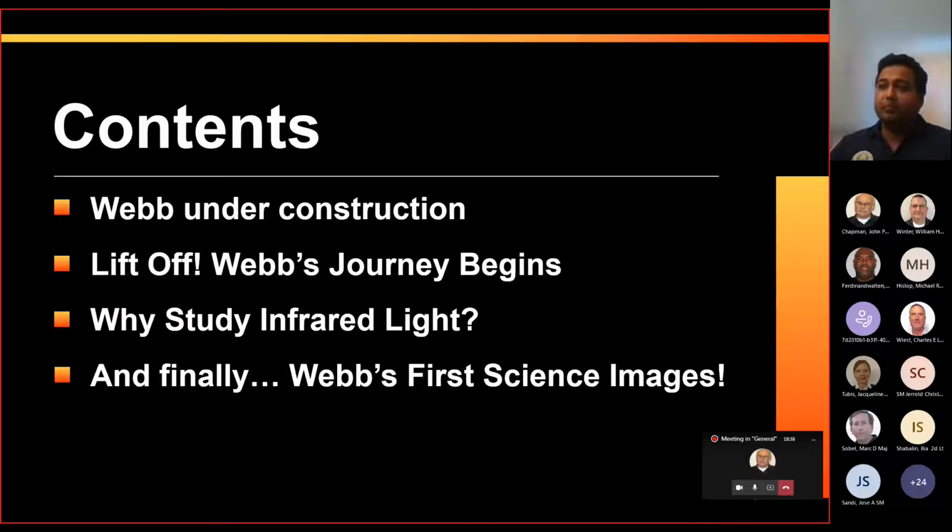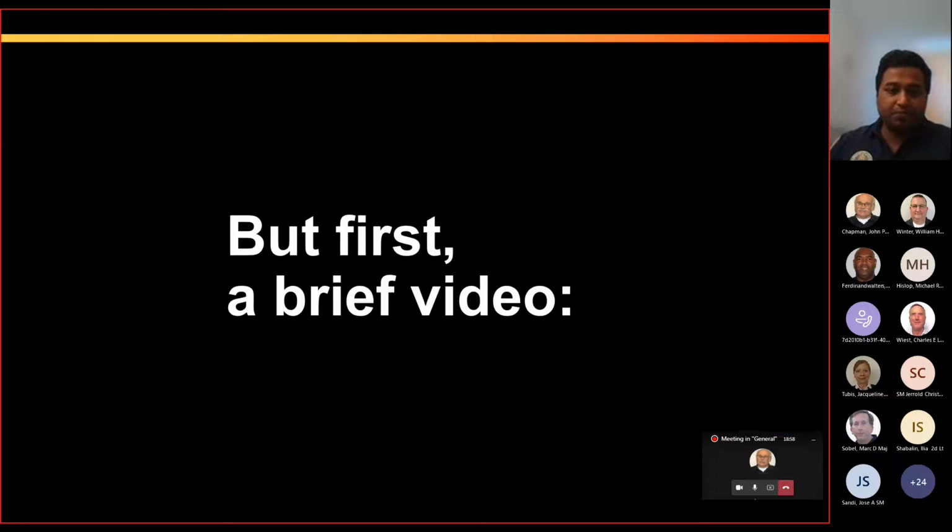Then we're going to jump into some theory about why we are studying infrared light, because this is predominantly an infrared telescope. And finally, we'll dwell on the Webb's first science images that we got very recently. So that's how we're going to start this event. But first, a brief video.